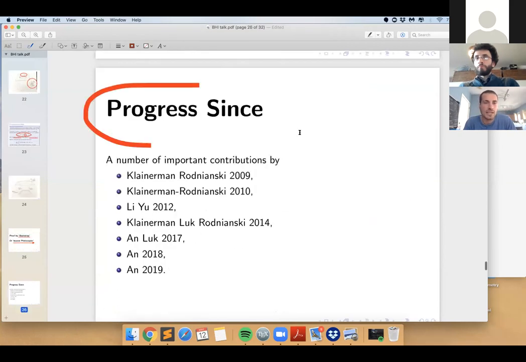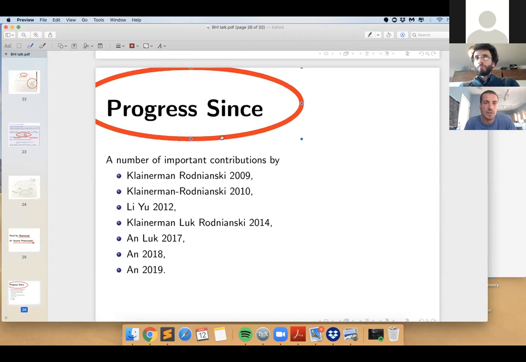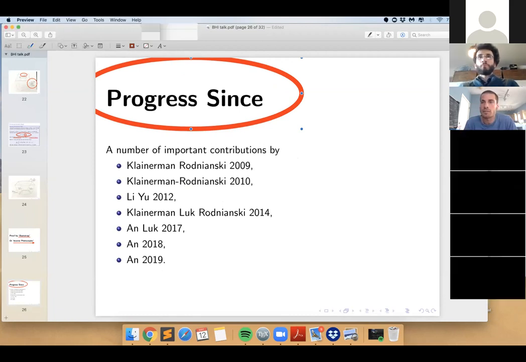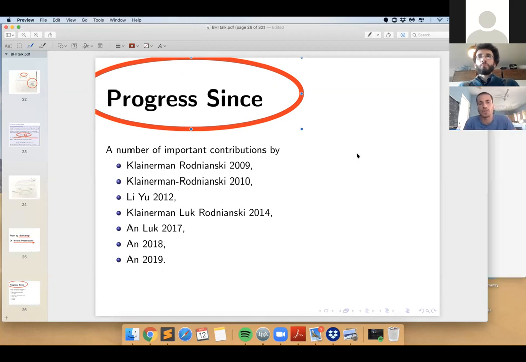Anyway, progress since. There's been lots of progress by lots of people, and it's been a wonderful journey trying to learn these papers. Klainerman and Rodnianski in 2009, Klainerman and Rodnianski in 2010, Li and Yu in 2012, Klainerman, Luk, and Rodnianski in 2014. These are all difficult, beautiful works that essentially carry on the work of Christodoulou and improve it in various ways: get more control, simplify it, generalize it, etc.